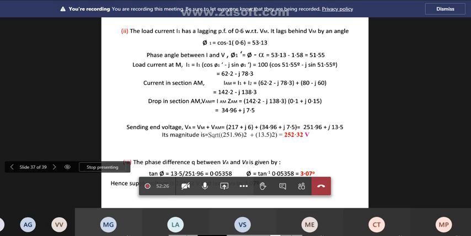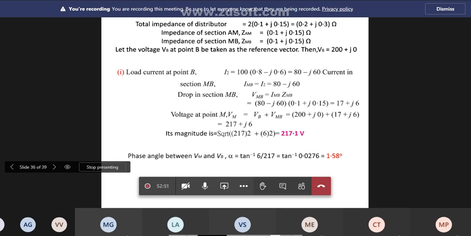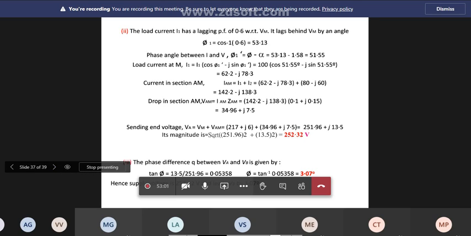You may have a doubt: sir, you say that VA is equal to VAM plus VMB plus VB, right? So what about VM? VM is nothing but that value. You have already found VMB plus VB. The voltage at point M is VB plus VMB. We add VAM extra to get the sending end voltage. That's why here I am putting VM plus VAM.